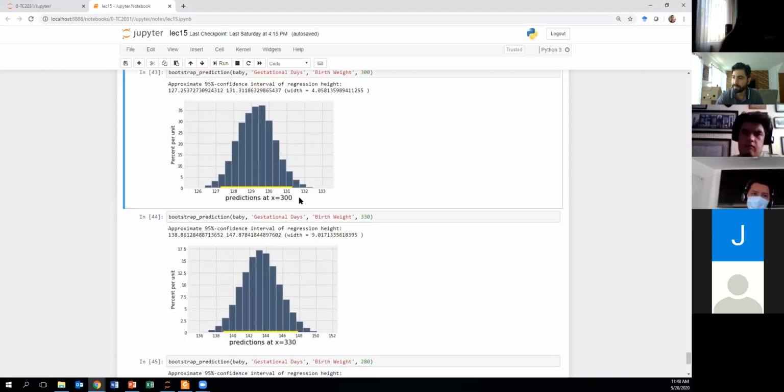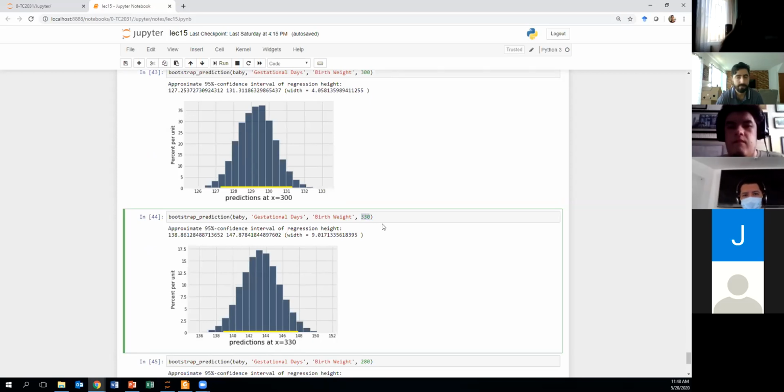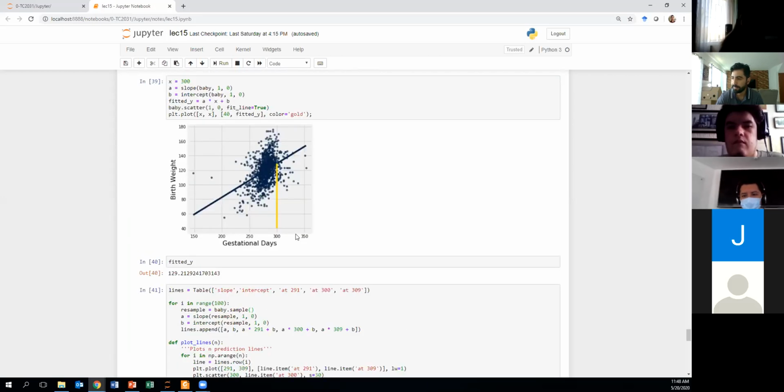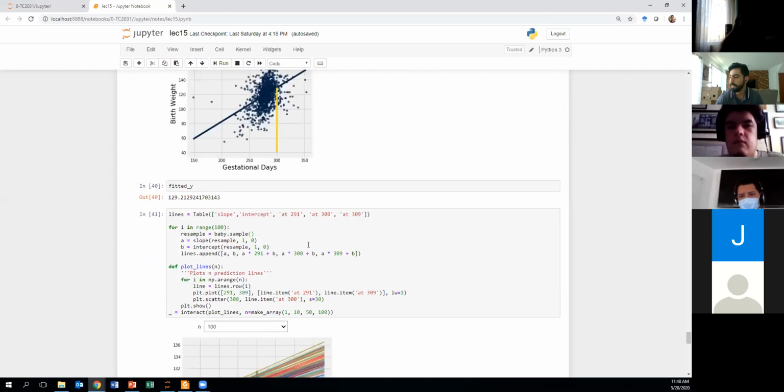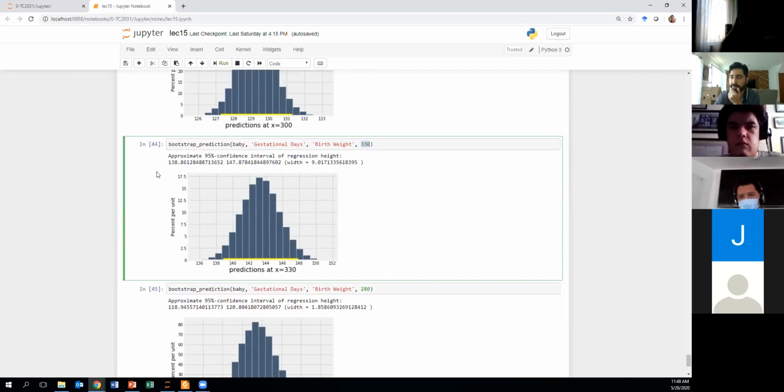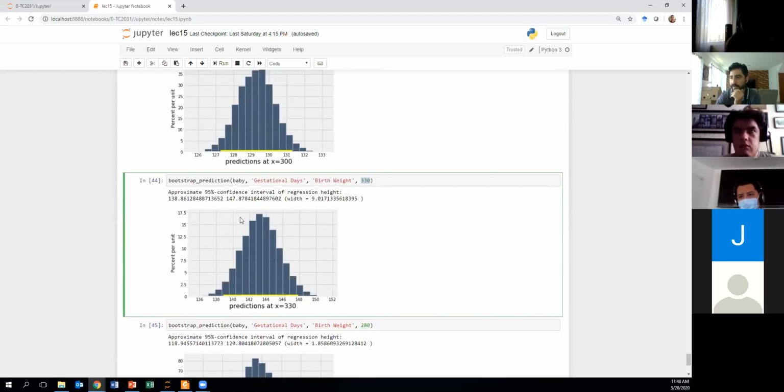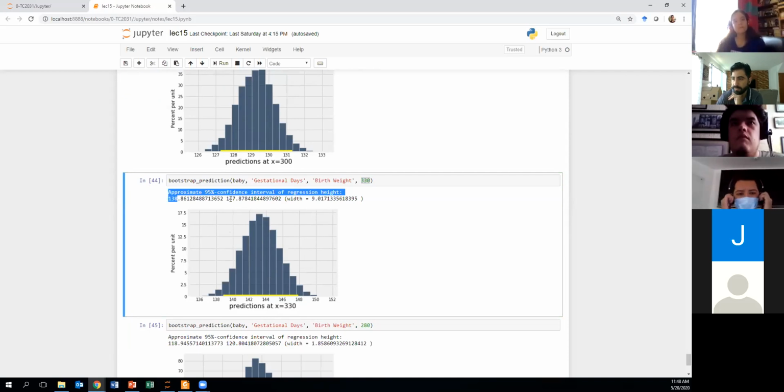Here I'm doing the same thing, okay. I'm moving to 330. I want to calculate for this point. So you can see there's far less data here. If I do the whole bootstrap method and calculate my 95% confidence interval, I'll get this. So again, with 95% confidence, the baby weight for gestational day 333 is going to fall between 138 and 147.